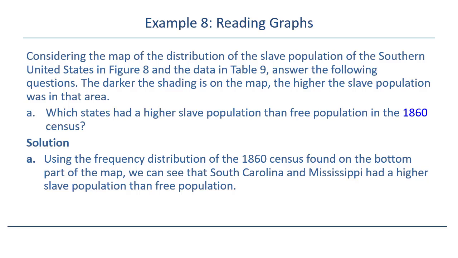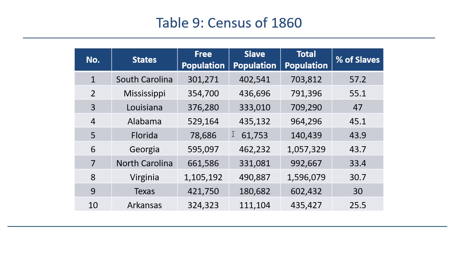Being able to read the graphs, which state had a higher slave population than free population in 1860? Well, you could go through here and look at the differences between free and slave. If the percentage of slaves is over here, we know that if this is greater than 50, then there's going to be a larger slave population than a free population. So we can see it's those two states.